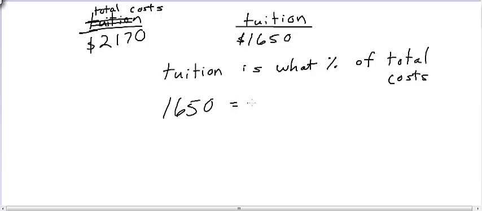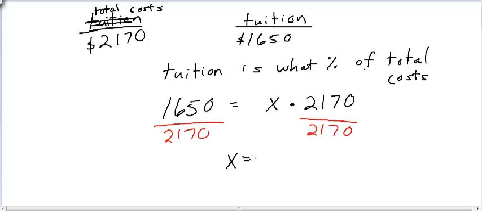Is translates to equals. The phrase what, or what number, or which number, translates to our variable. We'll call that x. Of translates to multiplication. Total cost is our total costs, 2,170. So to solve for x, we need to isolate it, which means we need to get rid of the 2,170, and the simplest way is to divide each side by the number.